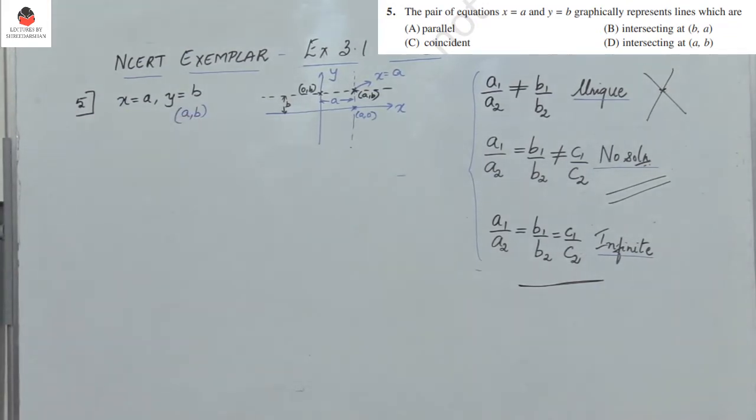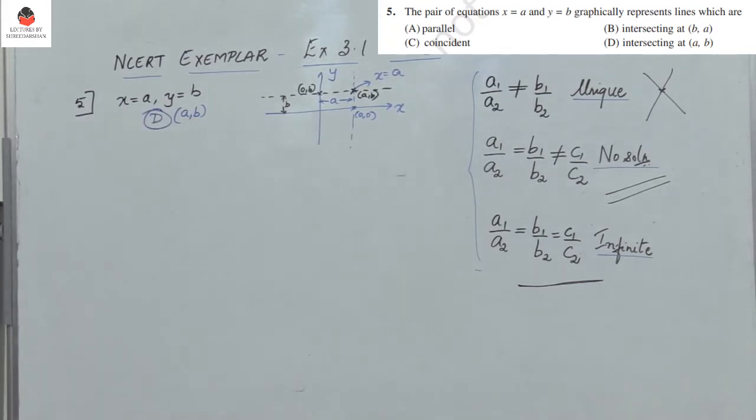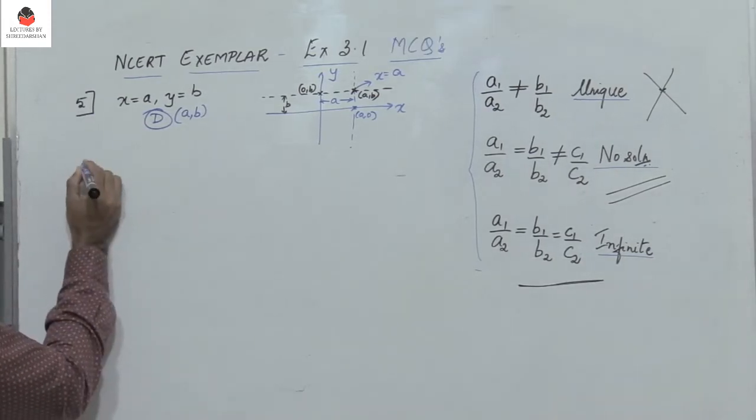So therefore the right answer is option D, which states that they are intersecting at a comma b. So the option is D.